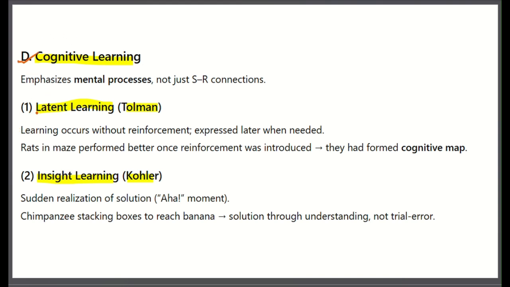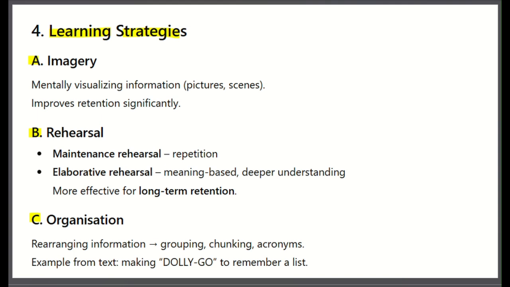Latent learning by Tolman shows that learning can occur without reinforcement and appears later when needed, as seen in maze experiments with rats. Insight learning by Kohler involves sudden realization of a solution, as seen in chimpanzees stacking boxes to reach a banana. There are 3 strategies that improve learning.